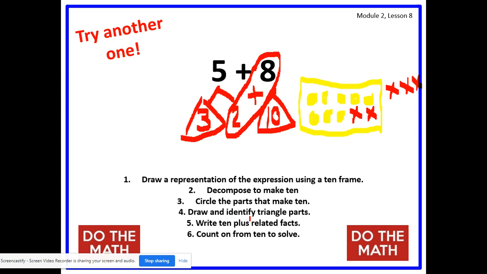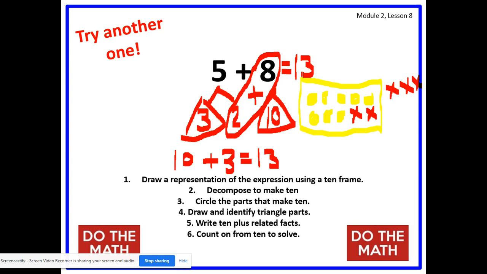Now, we write the 10 plus related fact. Go ahead and write 10 plus, what's our other triangle part? Get ready. Yes, 3. And you can either count on from 10 to solve, or if you already know, what's 10 plus 3? Get ready. Yes, 13. And remember, let's not forget to write it up here too, because we know that 5 plus 8 equals 13. Way to go.